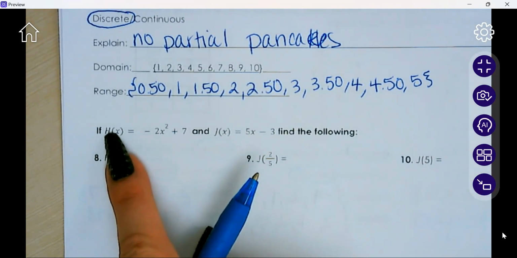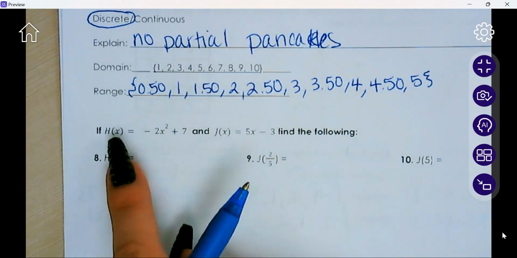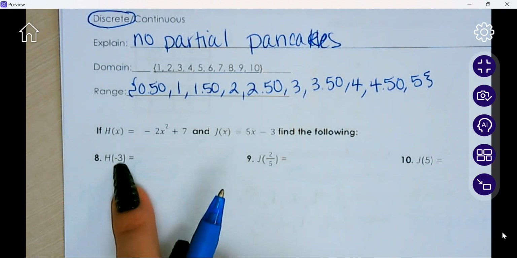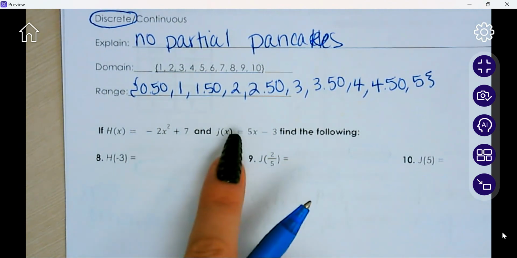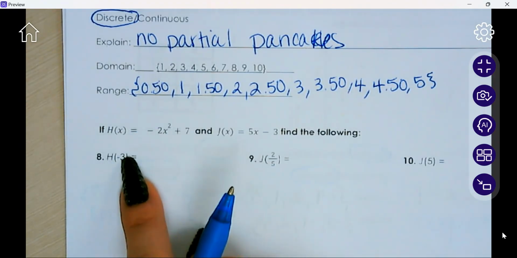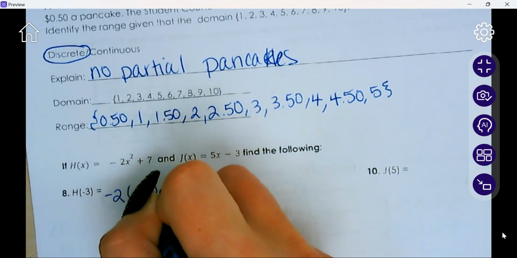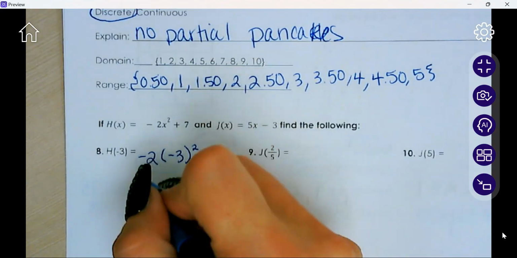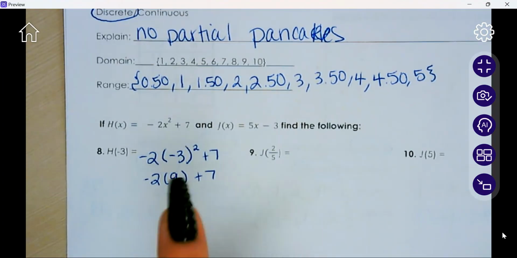This is our function notation. So this function name is h, this function name is j. It actually has no meaning behind it. All that it's doing is letting us know it's called that. So inside the parentheses is this value. So my x value is -3. So what I can do is input my x, this is h, so it's going to go to function h. I'm going to input x value of -3 right here. So -2 parentheses -3 squared plus 7. Think of PEMDAS, exponent first. -2 times 9 plus 7. That's going to give you -18 plus 7.